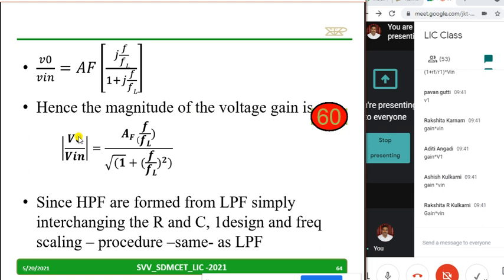Since high pass filters are found from low pass by simply interchanging R and C, the design and frequency scaling, everything will remain the same. So this is one point you have to remember. And the voltage gain magnitude is given by square root of, this is another equation you can copy down. The procedure will remain the same whether you go for frequency scaling or design of a high pass filter, because only two components are interchanged. The remaining procedure is the same.